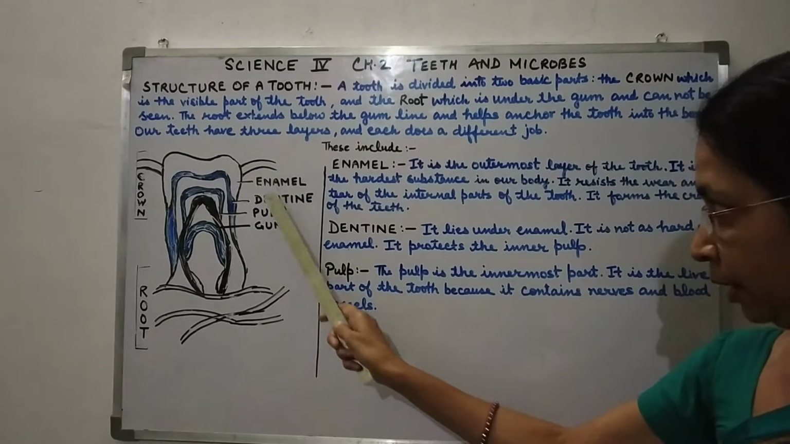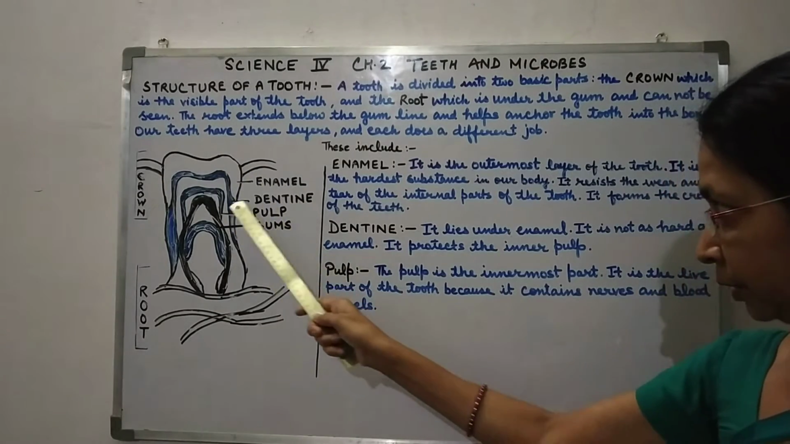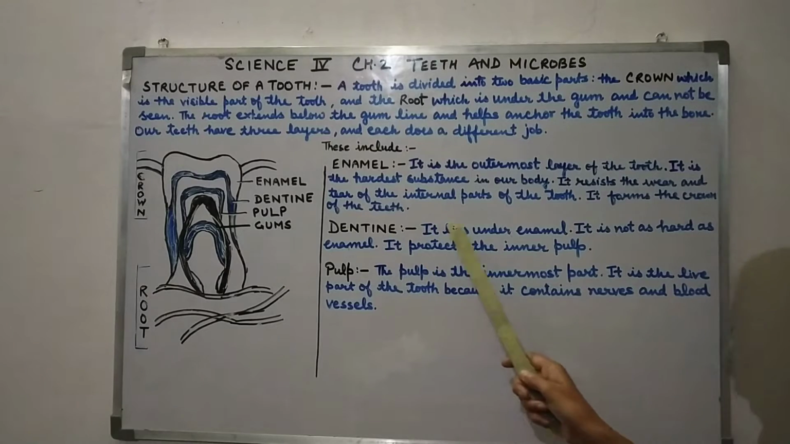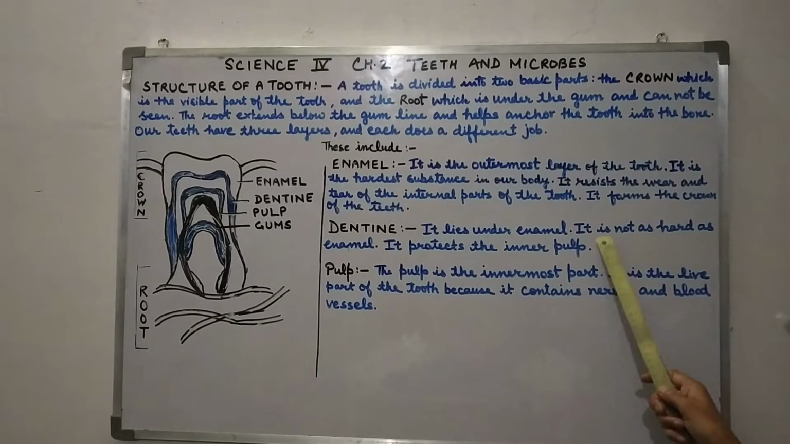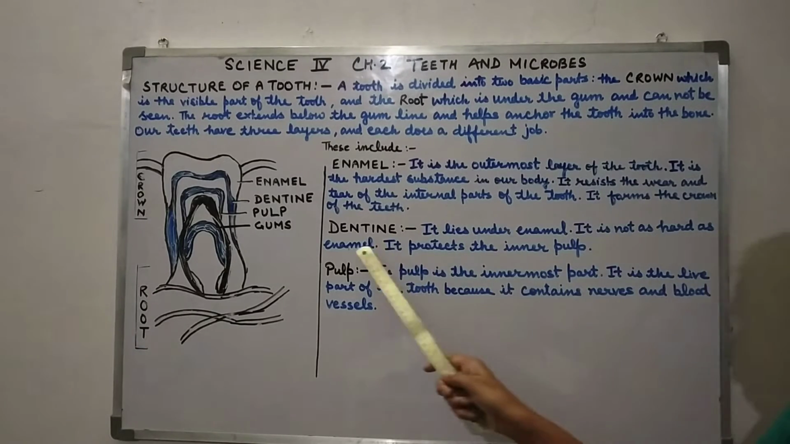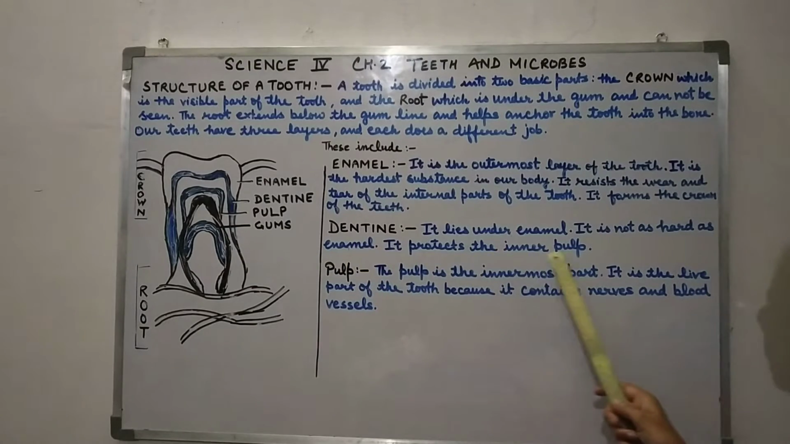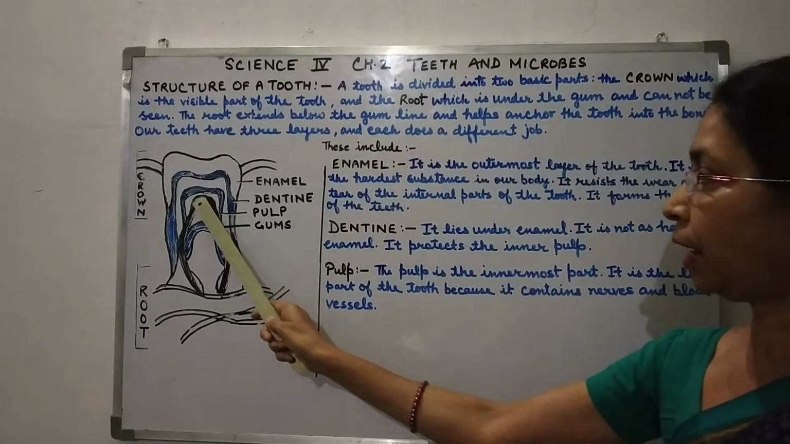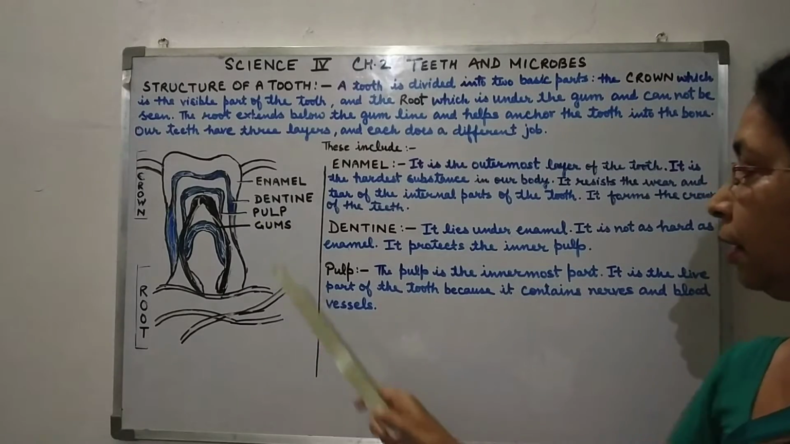After enamel, what comes? Dentine. This is dentine. It lies under the enamel. It is not as hard as enamel. It protects the inner pulp. This is the pulp.